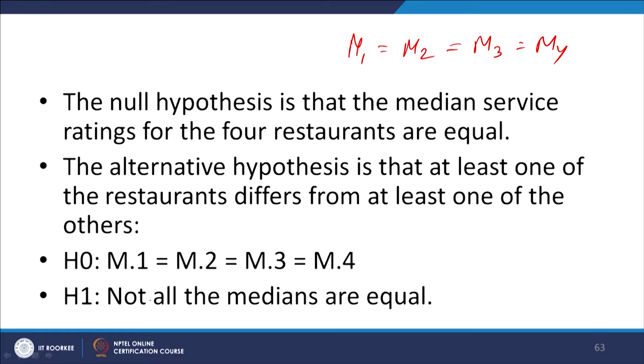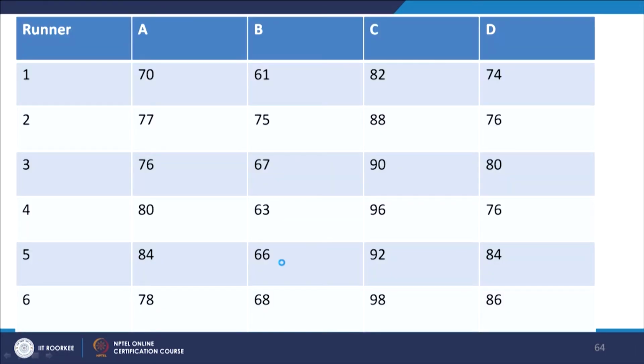So, maybe median 1 and median 2 are same, median 2 and median 3 are same, but median 3 and median 4 may not be same, or any one of these, right. So, let us take this. There are 6 raters as I had said, and 4 restaurants: A, B, C, D.